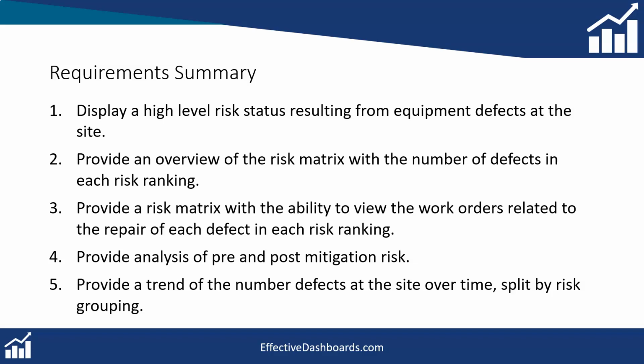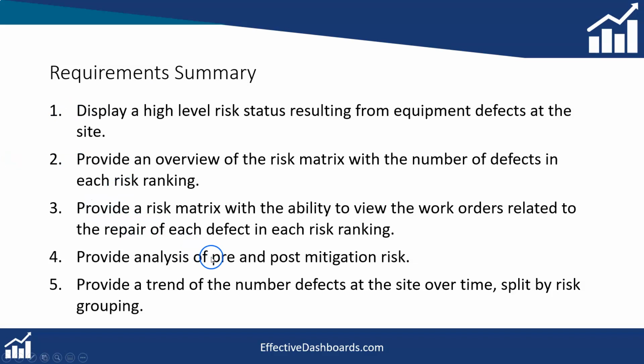Next was to provide a risk matrix that allows you to see how many defects were in each area of the matrix. We're going to go into the matrix in a second, a 5x5 matrix, but how many work orders to repair these defects are in each section of that matrix. So we can see how many are in the high section, how many are in the medium section, and how many are in the low risk section. There should also be the ability to click on each one of these sections and see the related work orders.